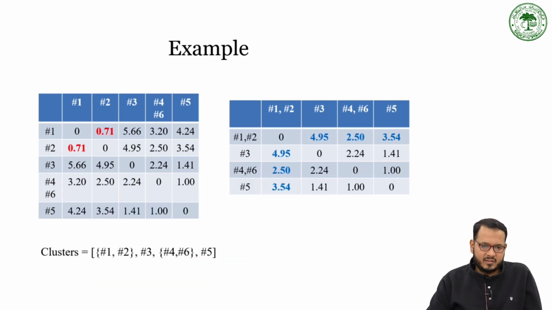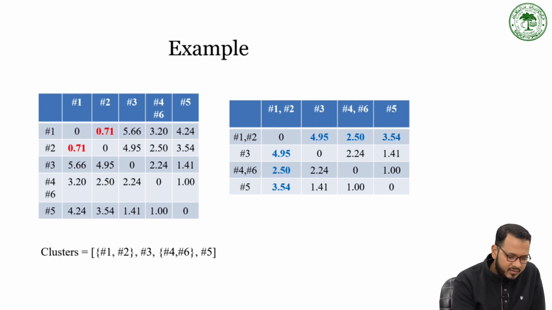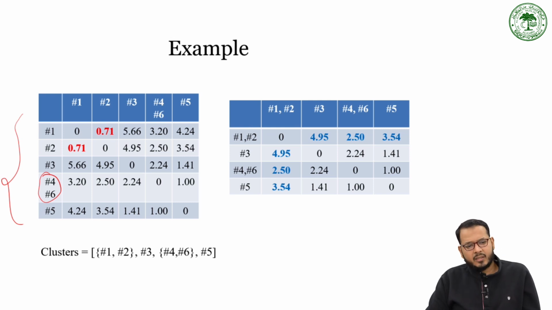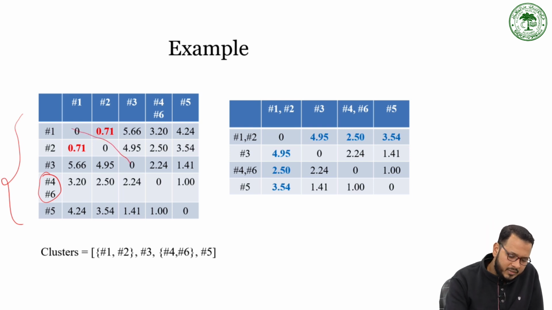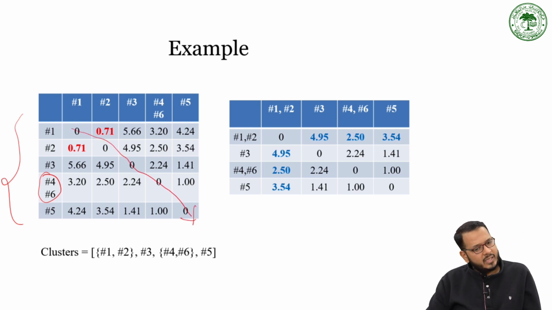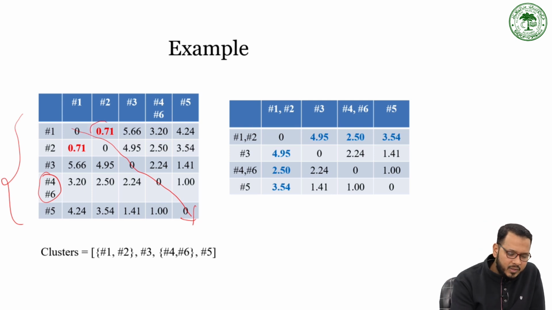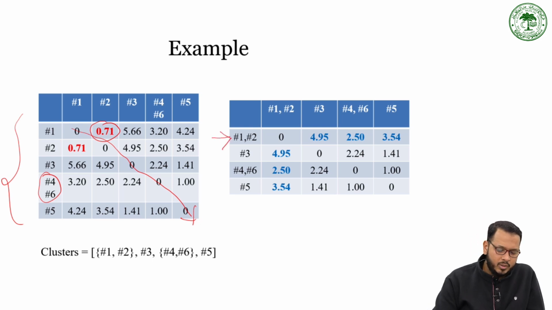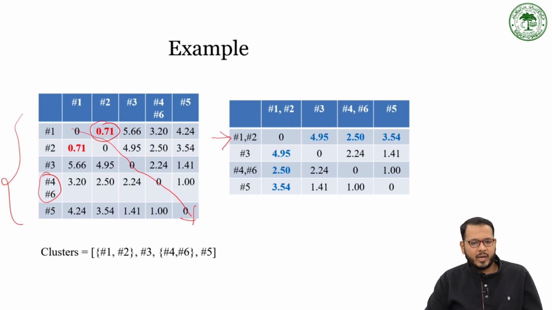Now once again in the next step, from the updated distance matrix where 4 and 6 have already been combined, we will see which value is the minimum apart from the diagonal values. It turns out that 0.71 is the minimum, which represents that after 4 and 6, 1 and 2 are the closest pair than any other possible pair. That's why we will combine 1 and 2 as well, and we will update the matrix once again.